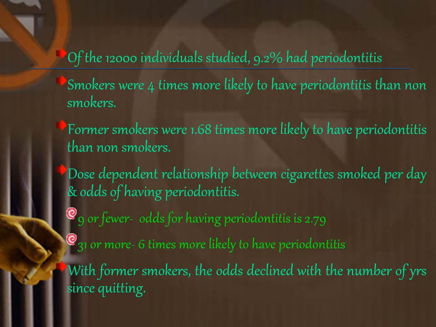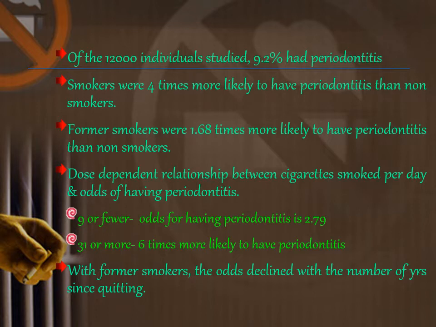Of the 12,000 individuals studied, 9.2% had periodontitis. Smokers were 4 times more likely to have periodontitis than non-smokers. Former smokers were 1.68 times more likely to have periodontitis than non-smokers. Dose-dependent relationships were seen between cigarettes smoked per day and odds of having periodontitis.